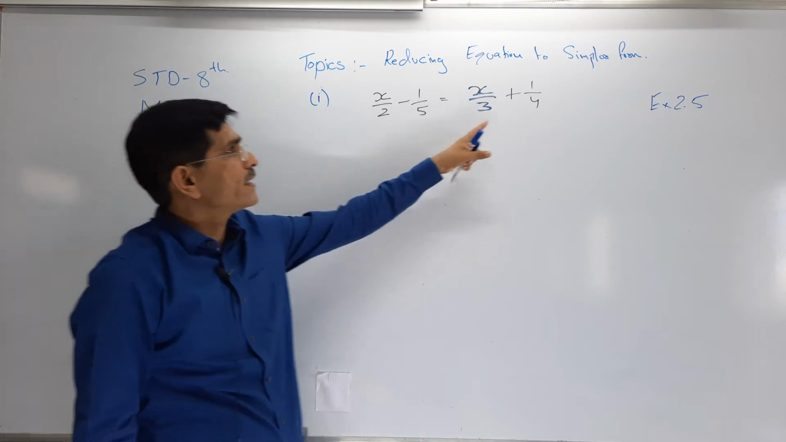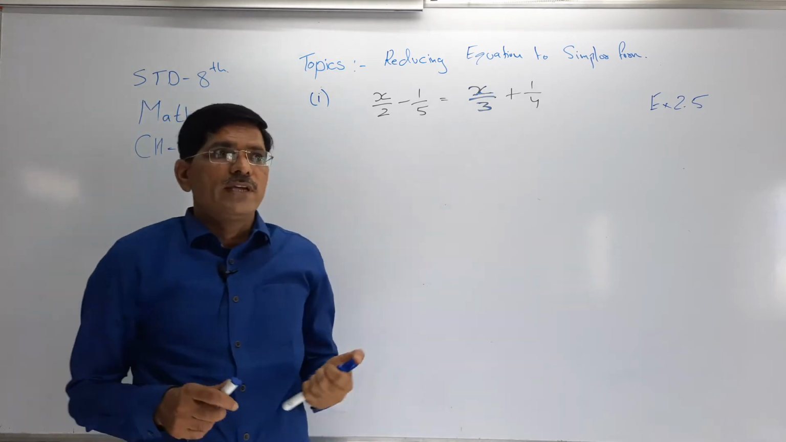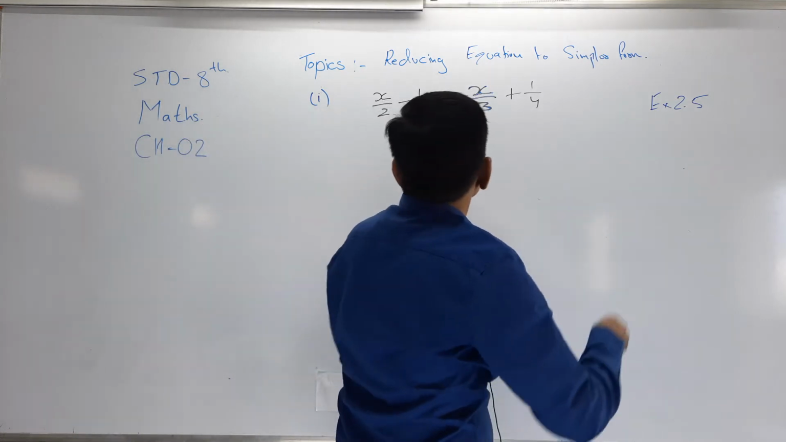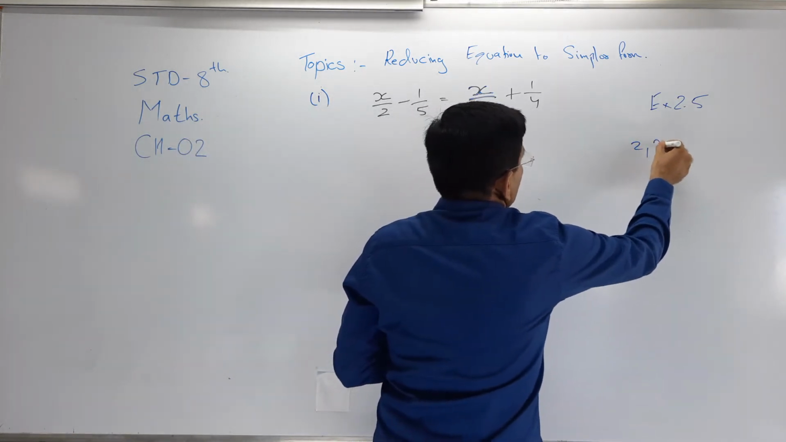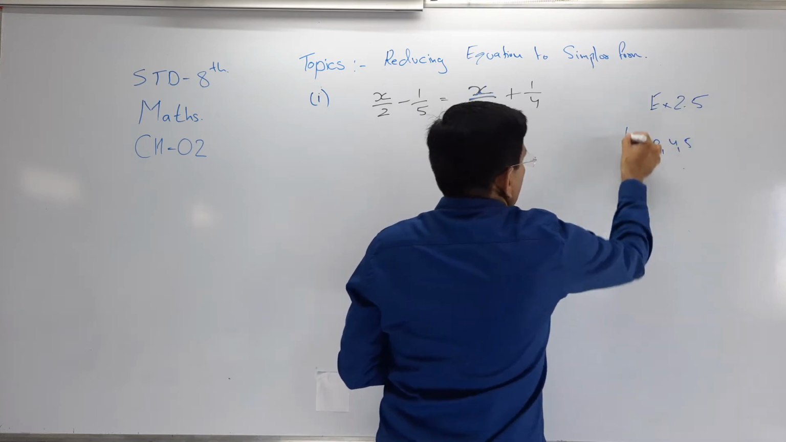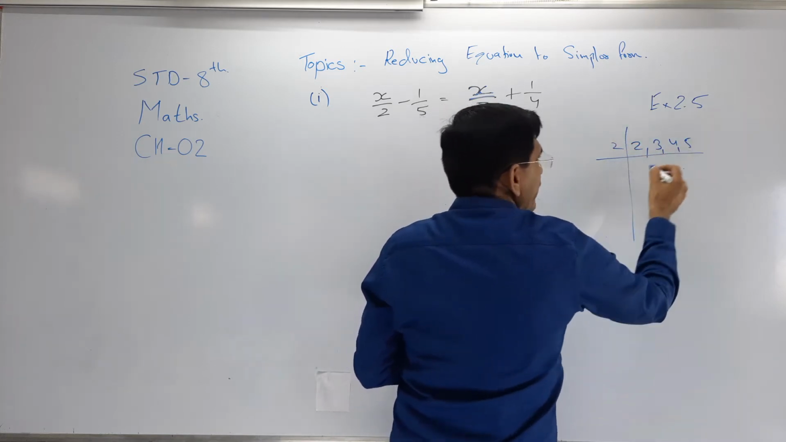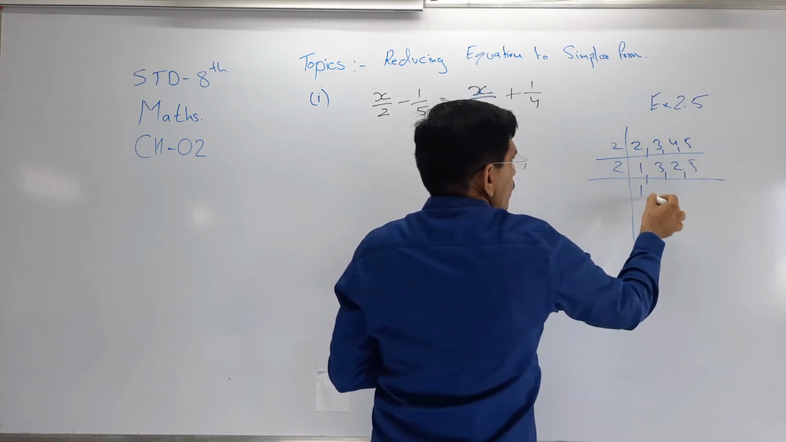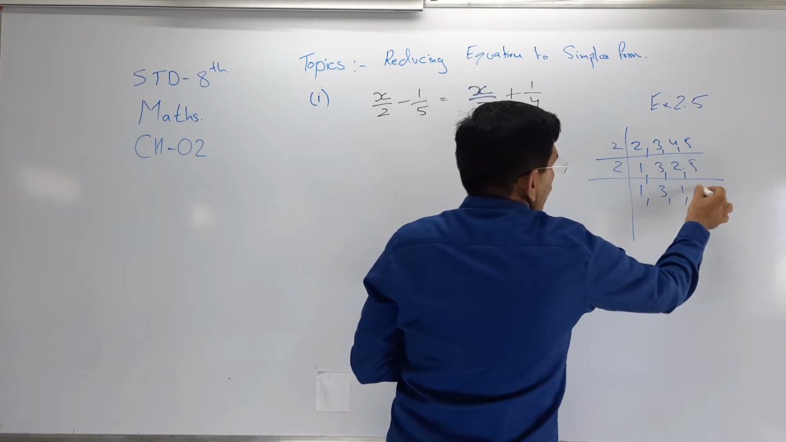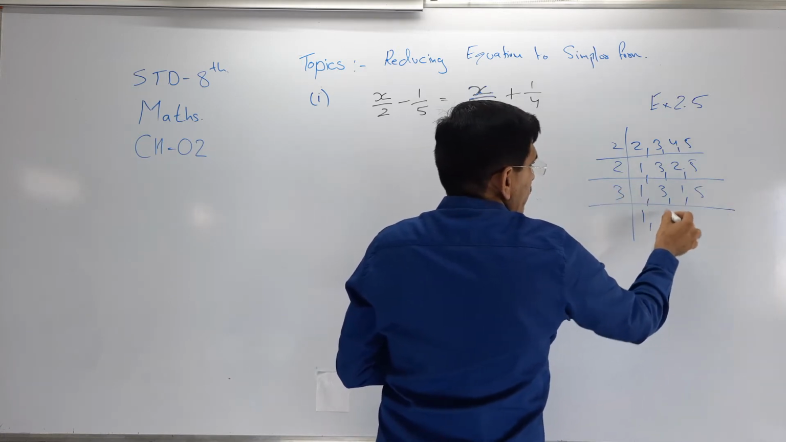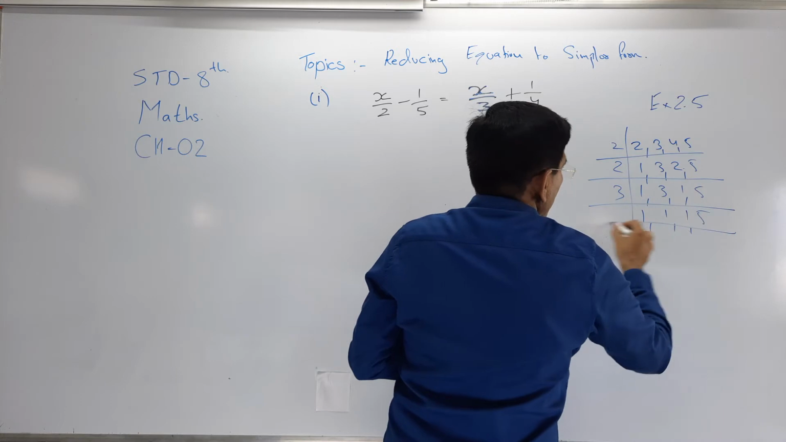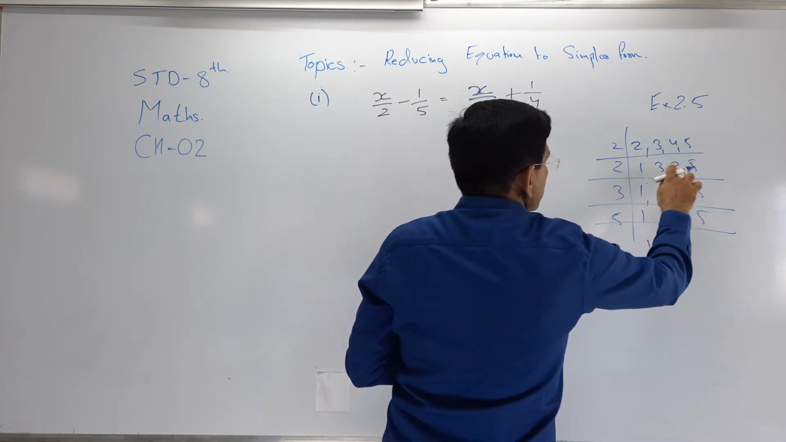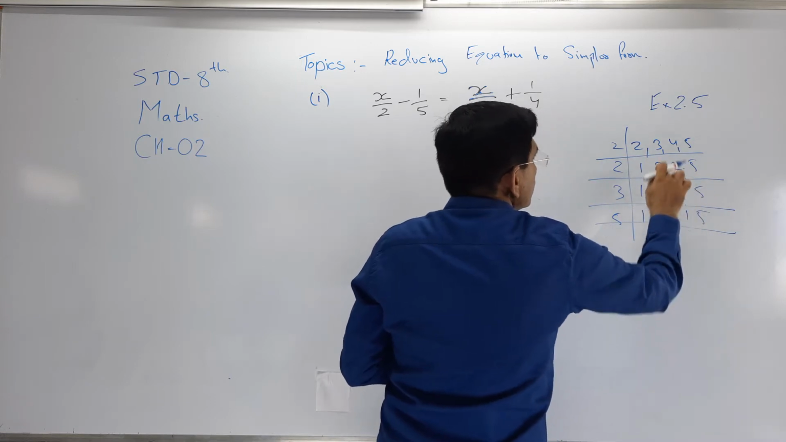Now, 2, 5, 3 and 4. First of all we have to find out the LCM. What is the way to find out the LCM? Already we have discussed: 2, 3, 4 and 5. We divide by 2: 2 ones are 2, 3 as it is, 2, 5. Again by 2: 1, 3, 1, 5. Again by 3: 1, 1, 1, 5. Again by 5: 1, 1, 1, 1.